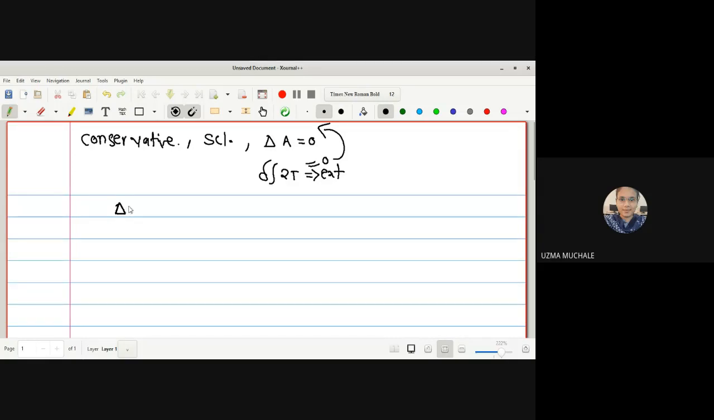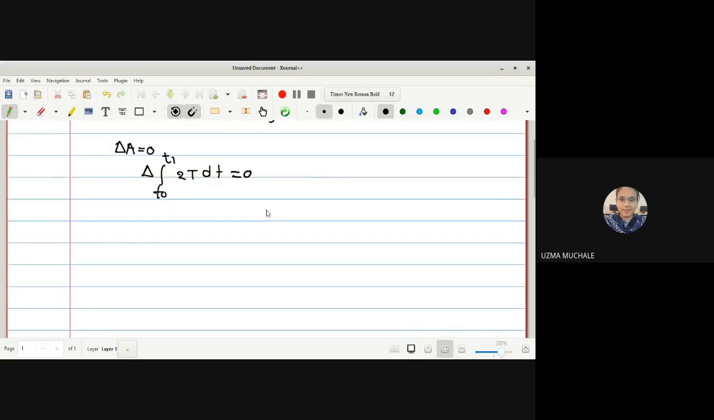So last lecture we wrote delta equal to 0, which means the delta variation in the value of action. What is the definition of action? We have seen in the last lecture that it is delta of integral 2T dt equal to 0. Simply, I have written the definition of action. Now we know from the first chapter, what is the value of 2T? It is qj dot into dou T by dou qj dot.